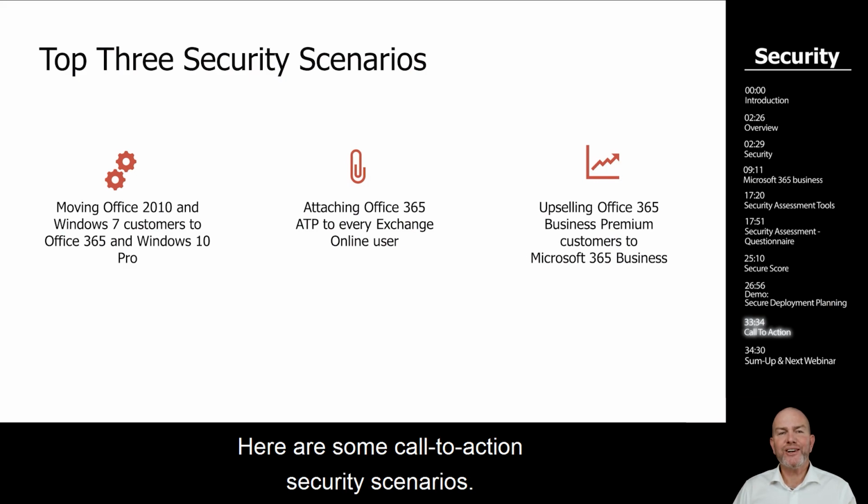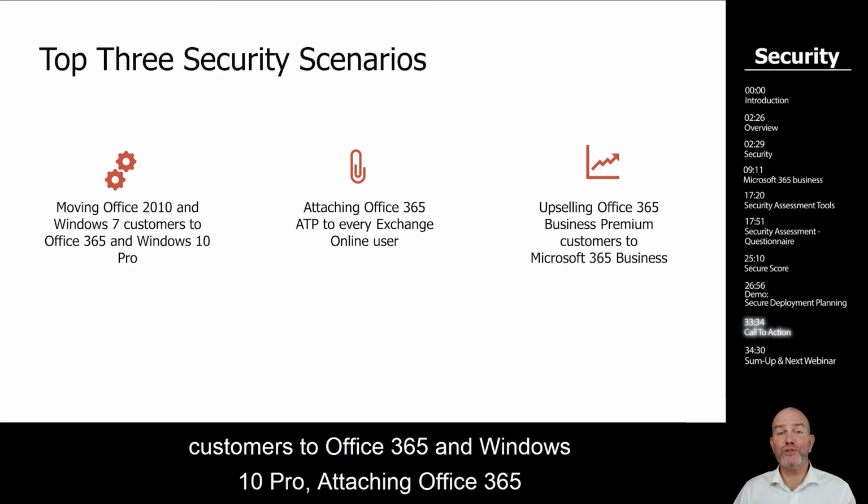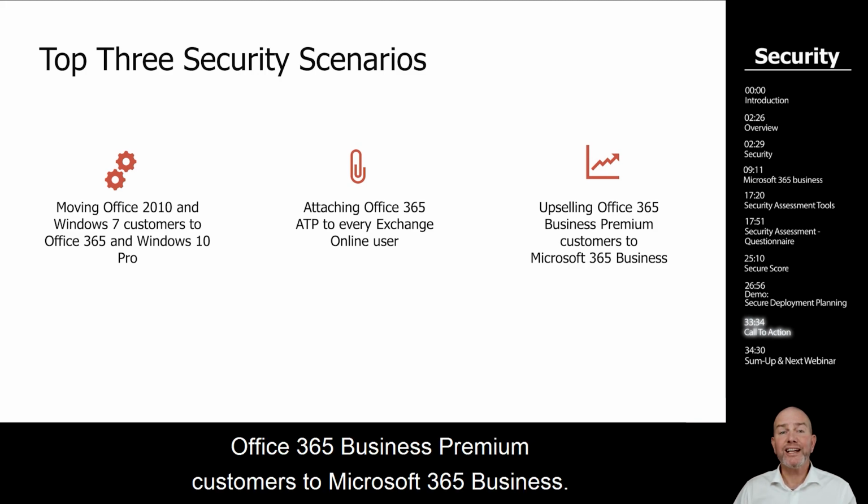Okay, so here are some call to action security scenarios. The top 3 security scenarios: moving Office 2010 and Windows 7 customers to Office 365 and Windows 10 Pro, attaching Office 365 Advanced Threat Protection to every Exchange Online user, and upselling Office 365 Business Premium customers to Microsoft 365 Business.